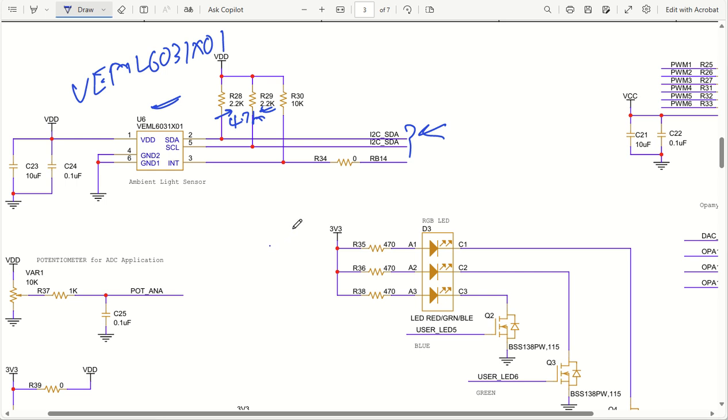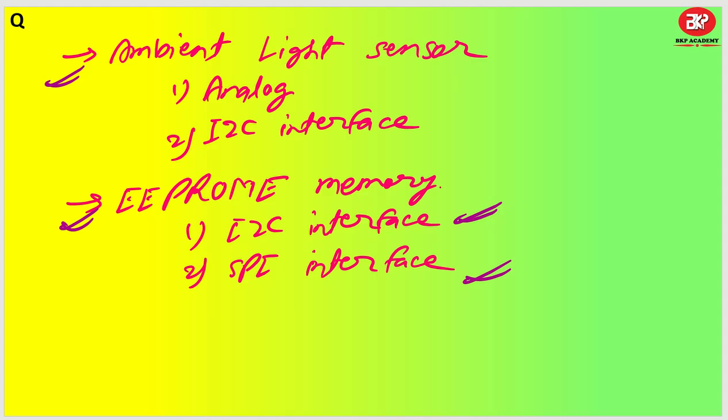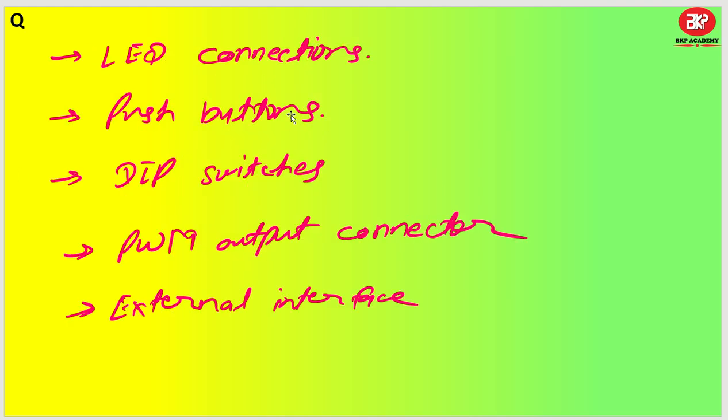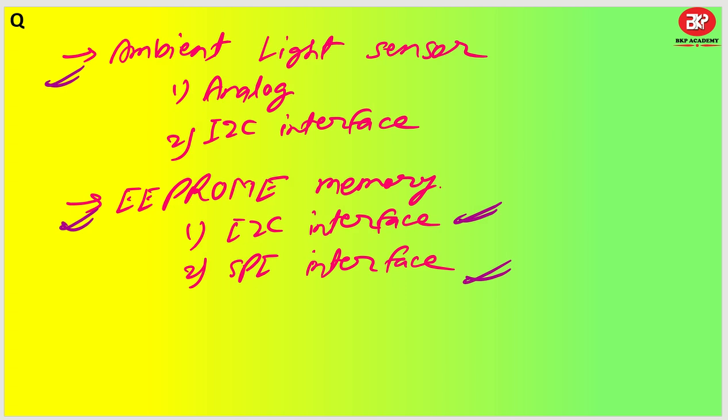Good. So hope you have an understanding of how to start this circuit design, and what are the things that we need to take care of. There are little more questions remaining. Some 3-4 pages more are there, like LED, push button, dip switches, DAC and all these things. So we'll cover these portions in our next session.